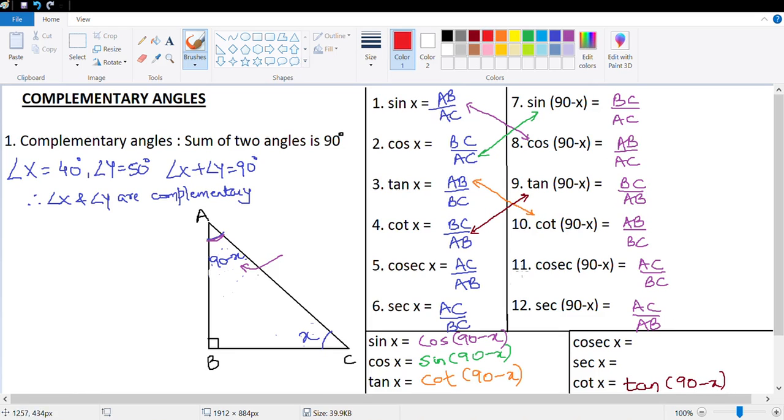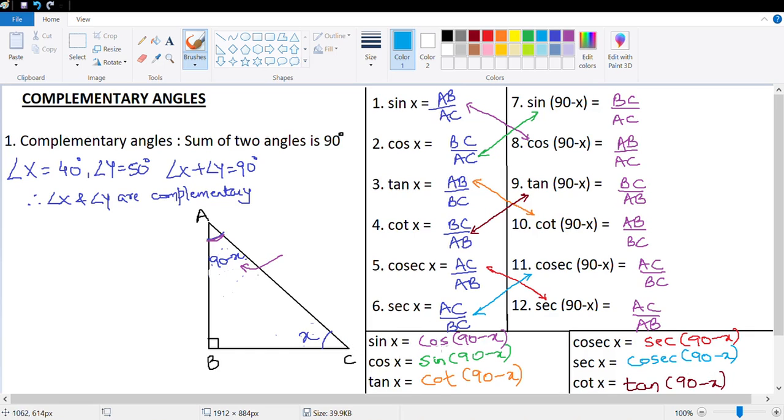Let's look at the next one. Cosec x is AC upon AB, and sec 90 minus x is also AC upon AB, which means cosec x is equal to sec 90 minus x. And that brings me to the last one. The last one is sec x, which is AC upon BC, is equal to cosec 90 minus x, which means sec x is equal to cosec 90 minus x. So this is the new relationship that we figured out in a triangle where the remaining two angles are complementary.